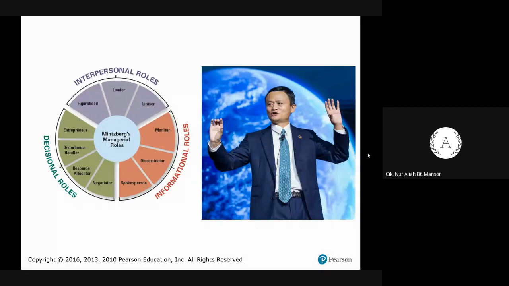Tapi betul ayat dia macam tadi sebelum kelas kan, before the class saya share sebenarnya tu video dia yang cakap, Jack Ma yang cakap kan. So dia kata, bukan semua orang boleh jadi Bill Gates. So kenapa nak jadi Bill Gates? Kan? So kita boleh jadi kita sendiri. So itu apa yang dia cakap.